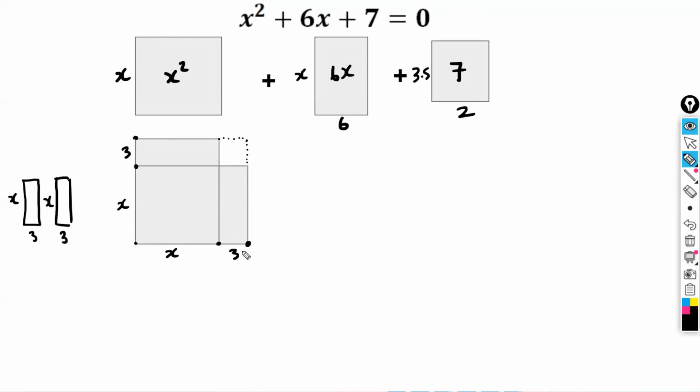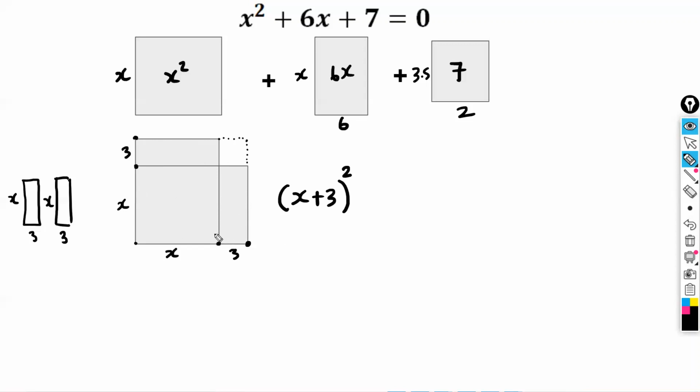So seeing as we've created a square, the area is going to be the base multiplied by the height. So the base is going to be x plus 3 multiplied by this height here, which is also going to be x plus 3. So rather than writing x plus 3 times x plus 3, I can just simply write x plus 3 squared, and that will give me the area of this whole square.